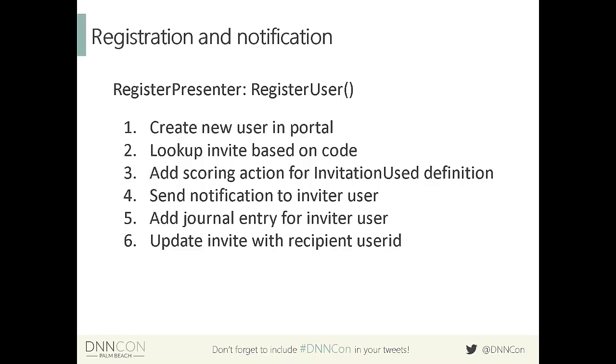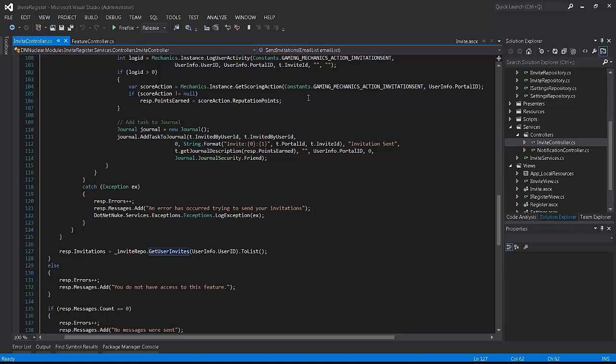Then we're going to add a journal entry to show the same thing. And then number 6 is we're going to update the invite with the recipient's user ID. What this is for is because that invite, when we update it with the new user ID that registered, the next time John goes back to his invite screen, it'll show that invitation that was logged that he sent. It'll show that it's been used, and it'll update it with the user information. So it's kind of a nice little touch. Let's look at that in the code.